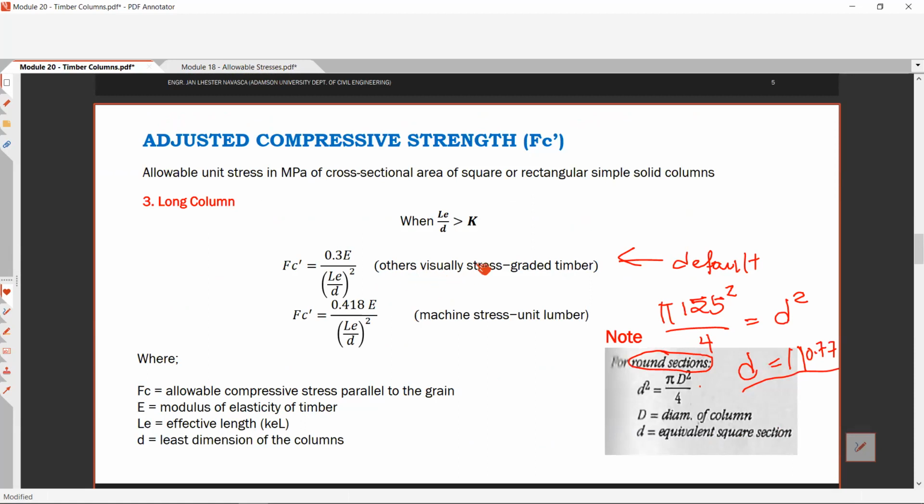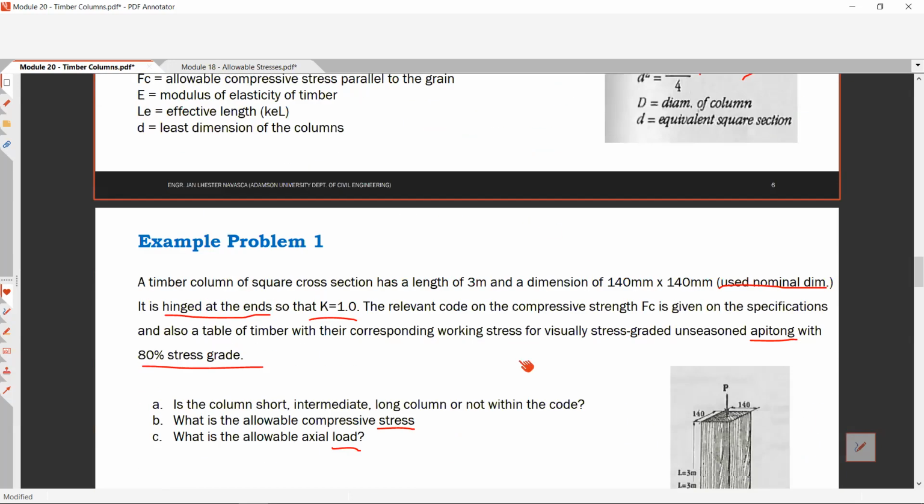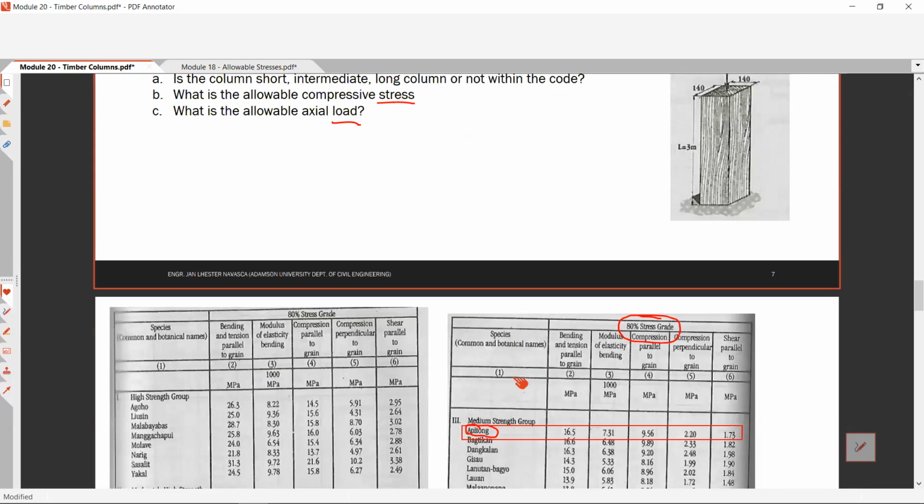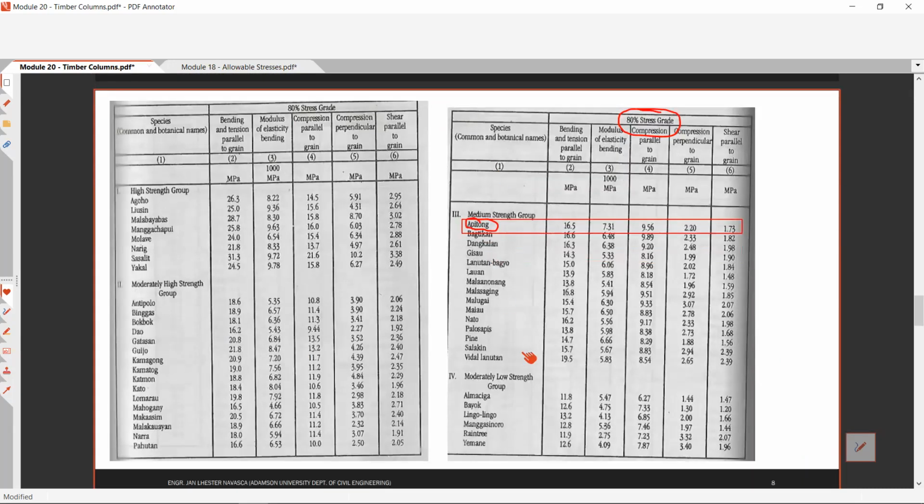Okay, so what if naman kapag round section, you need to find the equivalent square section of that round section. So in order to do that, you need to equate lang yung area of square equals to the area of circle. Then get the dimension of your square. Okay, so that's it. So do you have questions, class, for this topic?